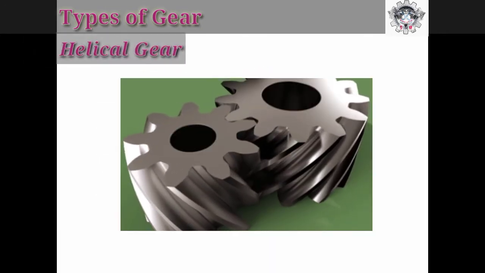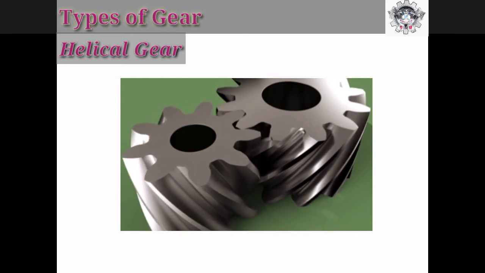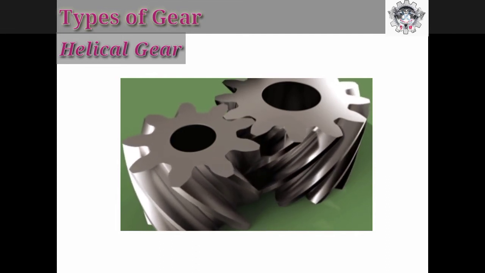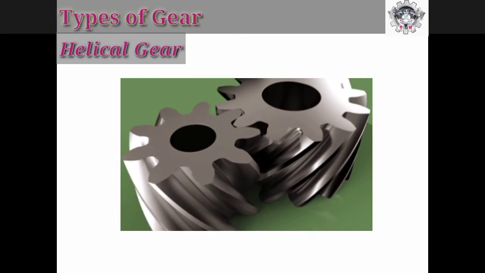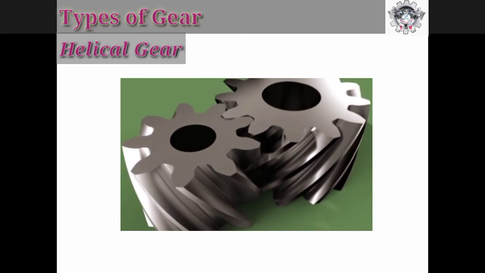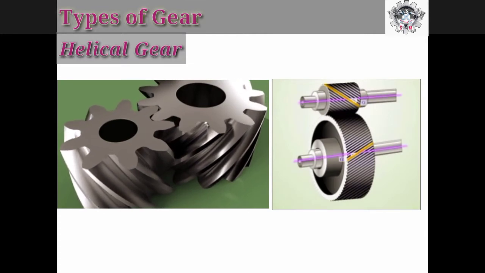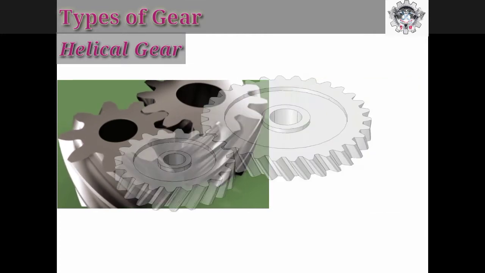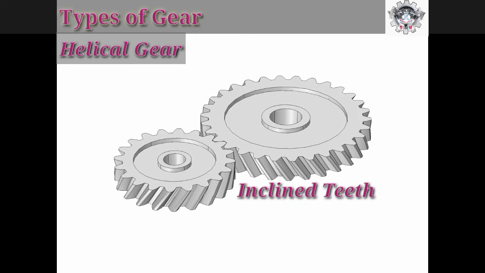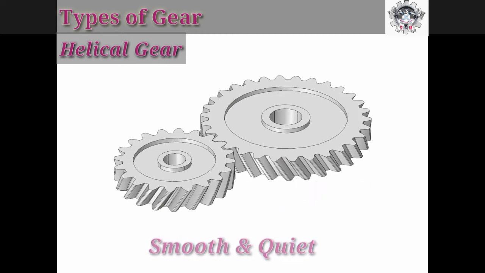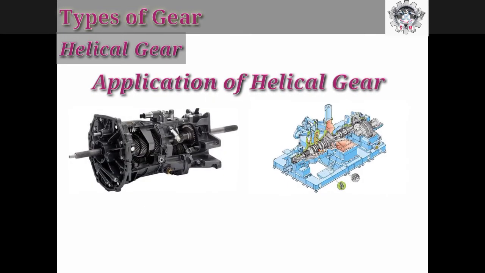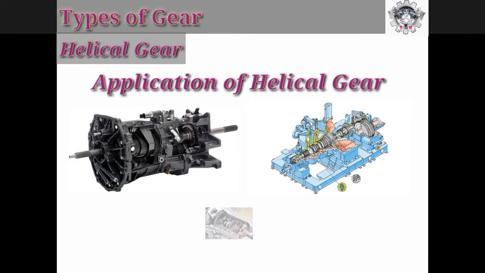Next one is helical gear. Helical gear is used to transmit power between parallel shafts. In order to avoid noisy operation, in helical gear the teeth are cut in such a way that they make an angle with the axis of the shaft. This angle is called the helix angle. Due to inclined teeth, the teeth of the gear engage gradually during transmission of motion, providing a smooth and quiet operation. Applications of helical gear are automobile gearboxes, reduction gear turbines and transmission motors.